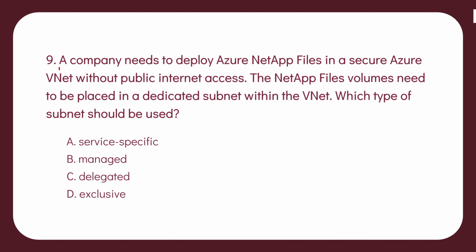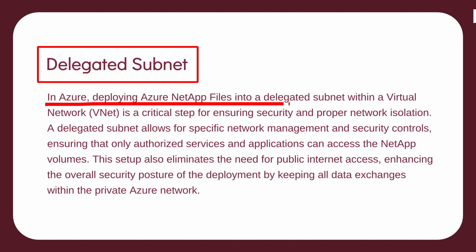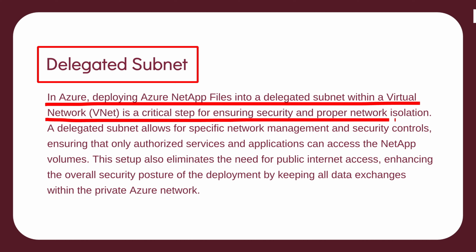Question 9. A company needs to deploy Azure NetApp Files in a secure Azure VNet without public internet access. The NetApp Files volumes need to be placed in a dedicated subnet within the VNet. Which type of subnet should be used? The knowledge points of this question are: delegated subnet. A delegated subnet in Azure allows you to control and secure your NetApp Files by placing them in a dedicated space within your virtual network. This keeps your data isolated from the public internet, ensuring better security and management.